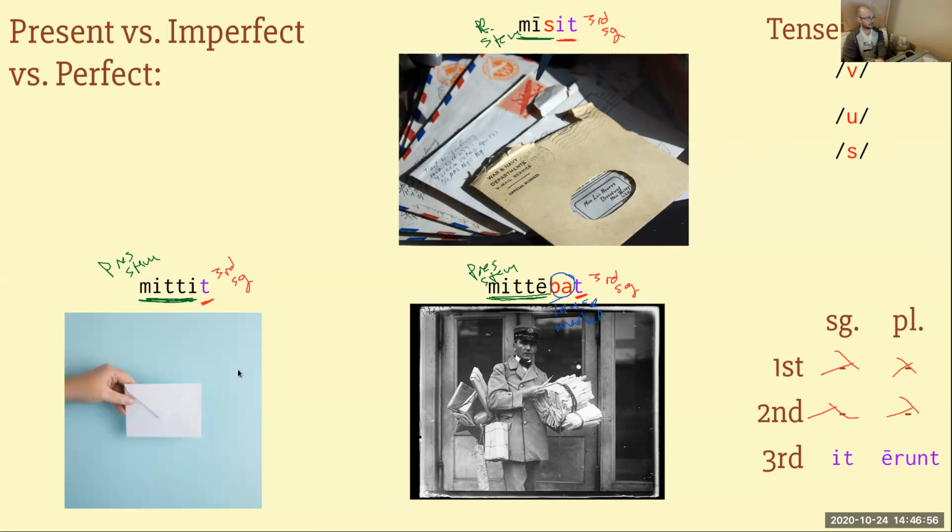So misit would mean he sent, which is the simple aspect. And for the perfect aspect, or the completed aspect rather, he has sent. So this one word can have either of those meanings depending on context.